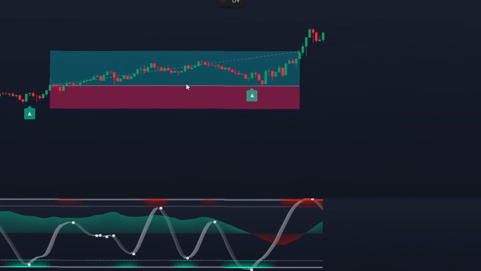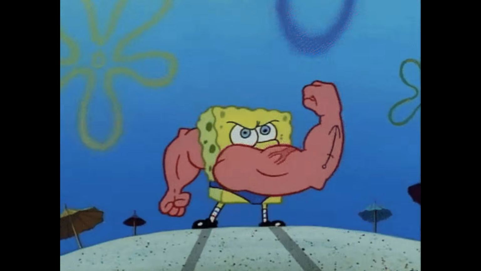So I will show you how to work with this indicator and show you an amazing trading strategy using this indicator.